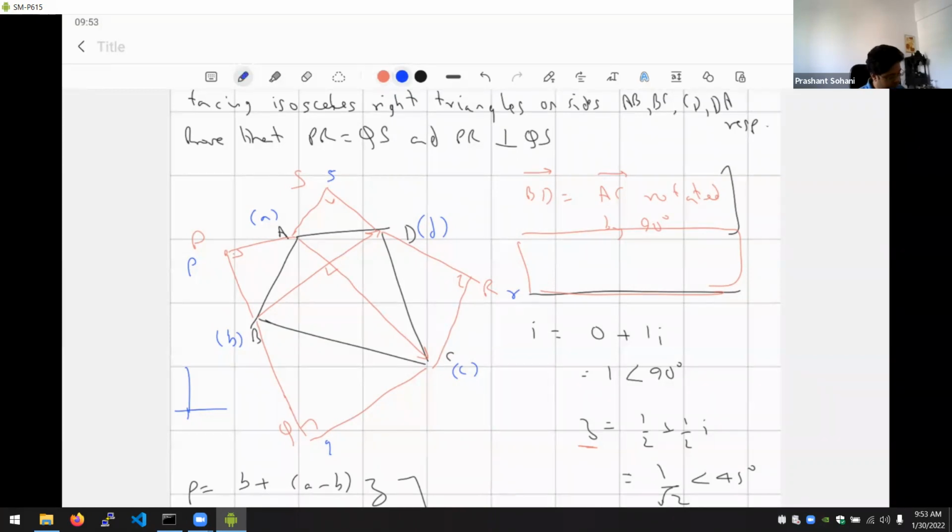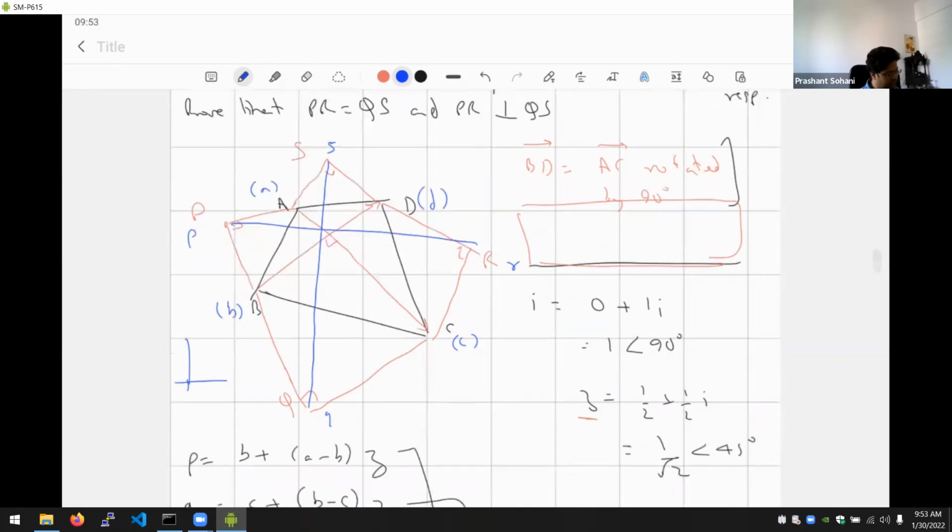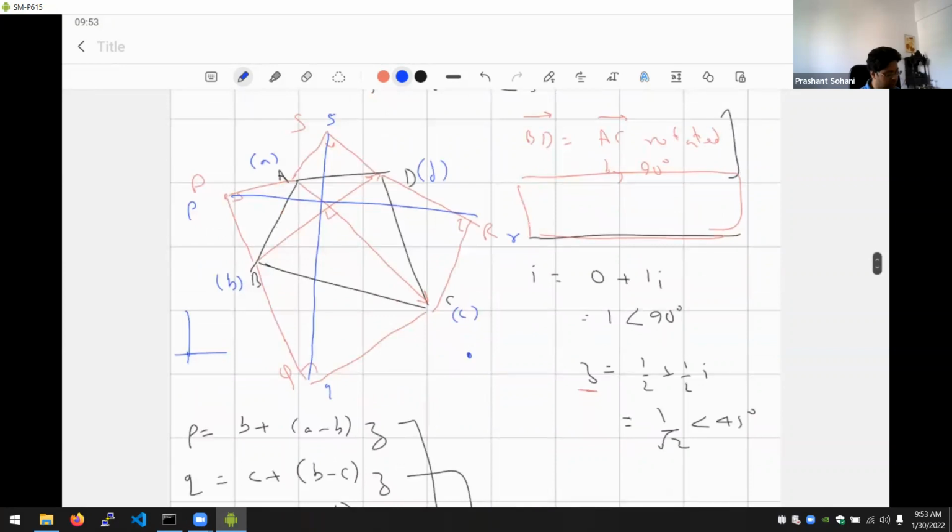The problem here is this PR and QS. I have to show that they are 90 degrees and equal in length, but they don't have any vertex in common. So somehow I have to introduce the vertex which is common to both of them. Let's say I translate both of them to have a common starting point. Then it's enough to show that they form an isosceles right angle triangle, because that will mean that the original two lines also have the same length and are perpendicular to each other.